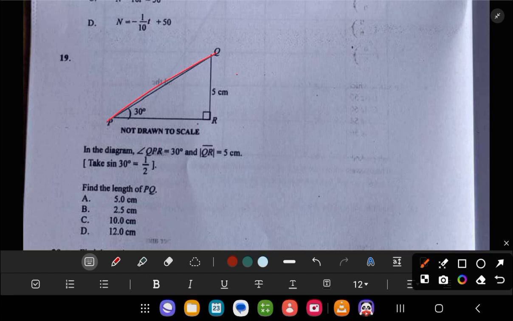So we've already been given the clue: sine. So sine 30 equals opposite over hypotenuse. The opposite is 5, over the hypotenuse, h, which we don't know. But we know that sine 30 is a half from the question.